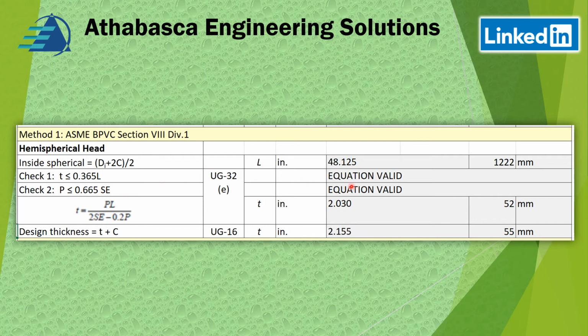So in this case, we went through the calculation. We just did an if-then statement calculation in Excel. We found out that both these equations are valid, so they both passed. Now we can go into equation UG-32(e) into the calculation. As you can see there, we've come up with 2.03 inches. And if we adjust that with the corrosion allowance per UG-16, we get slightly higher, as expected, 2.155 inches or 55 millimeters.